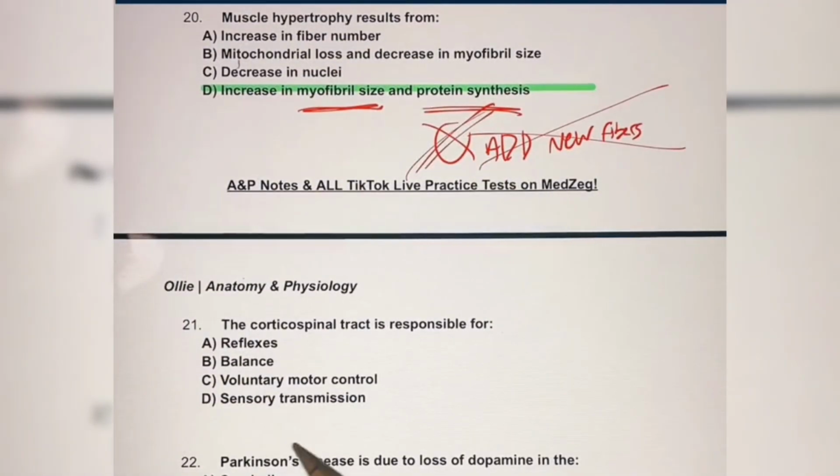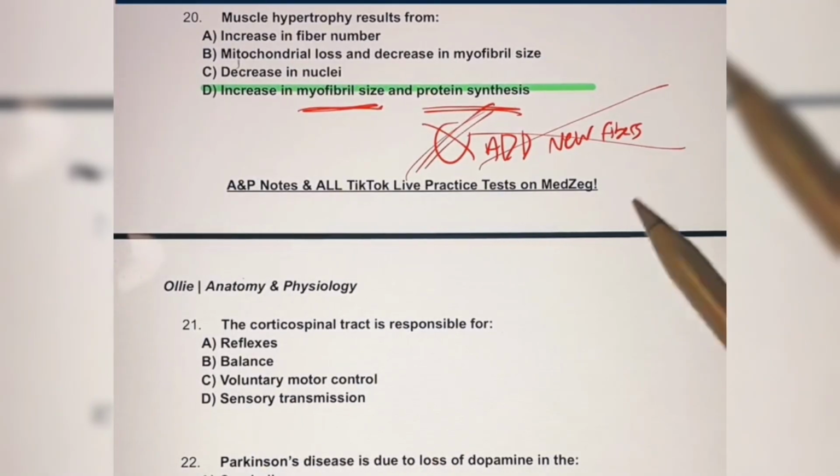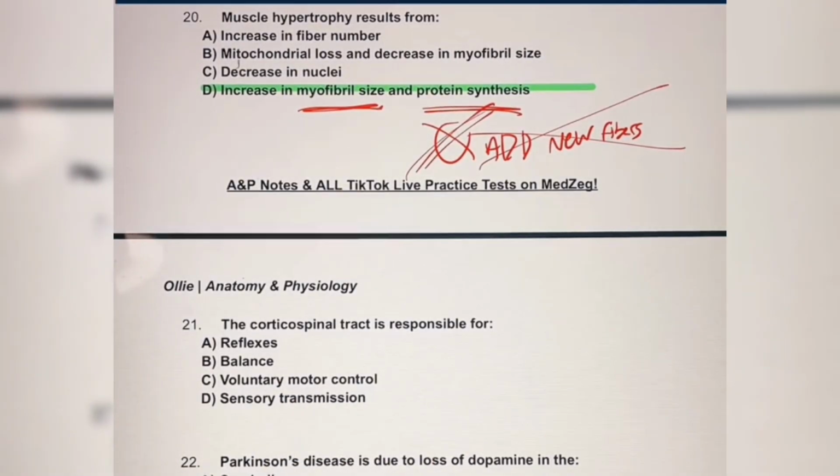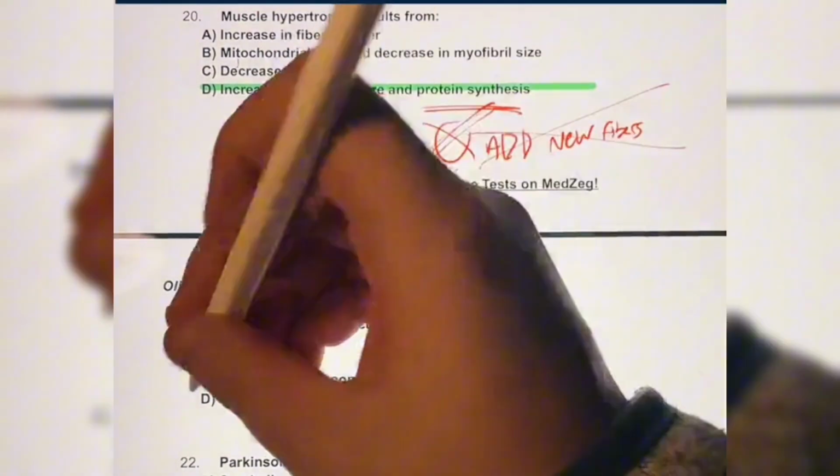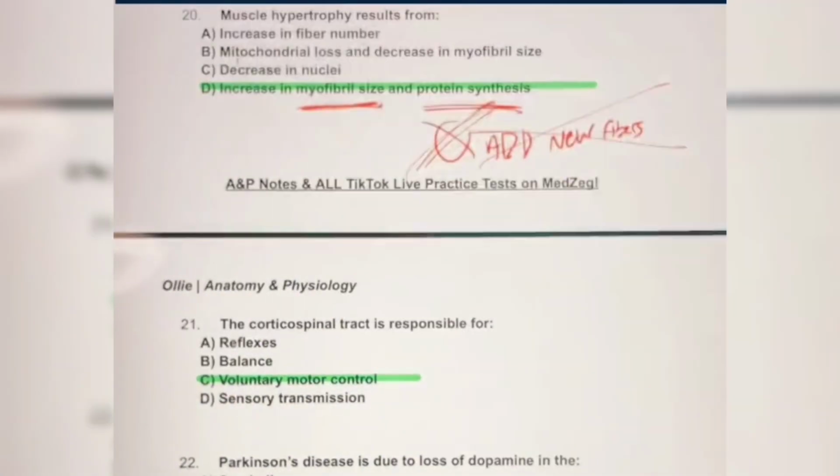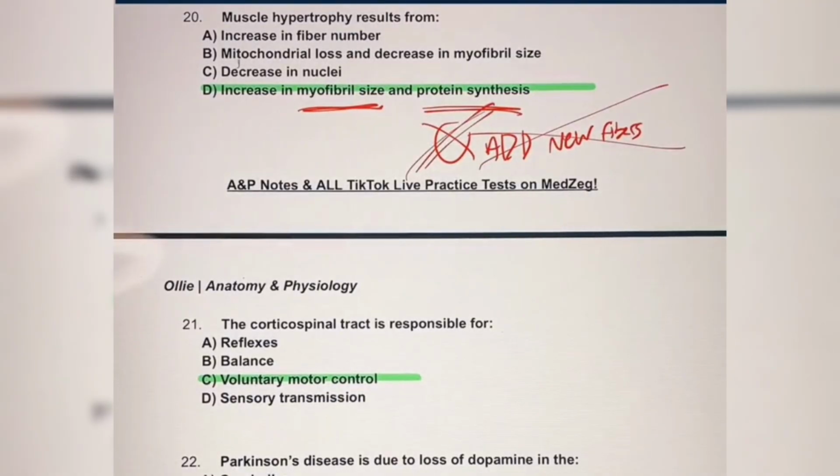Number 21, moving on down to the next page here. Number 21, the corticospinal tract is responsible for what? A, B, C, or D? I know a lot of people struggle with the spinal tracts. The answer is C. It's voluntary muscle control. All right. So again, our corticospinal tract or our pyramidal tract, this is responsible for our fine voluntary movements.